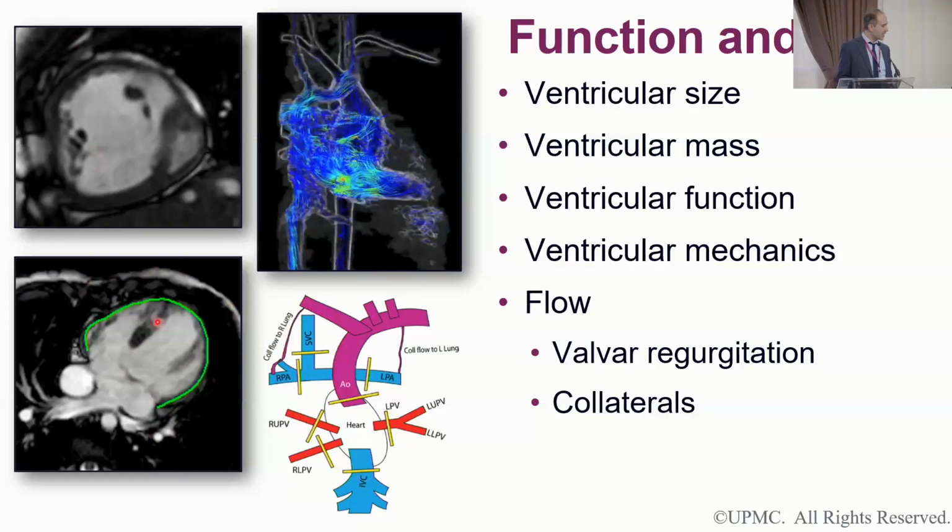Also, cardiac MRI is very good at looking at the ventricular size, ventricular mass, and ventricular function. And also we can look at the ventricular mechanics and strain with cardiac MRI. And we can use the flow data to evaluate valvular regurgitation and also the burden of the collaterals.